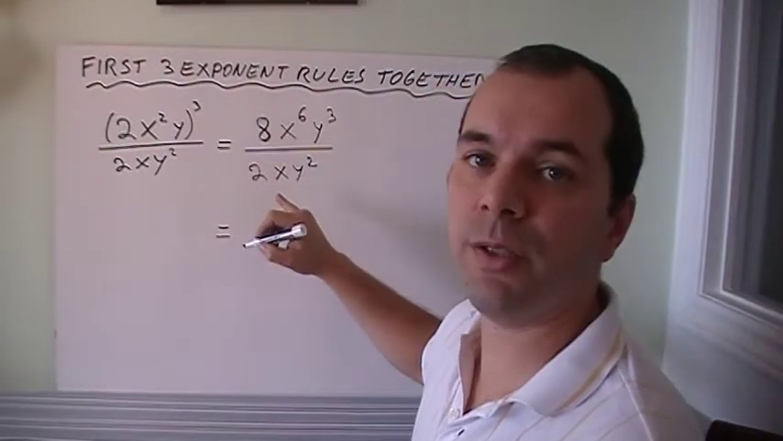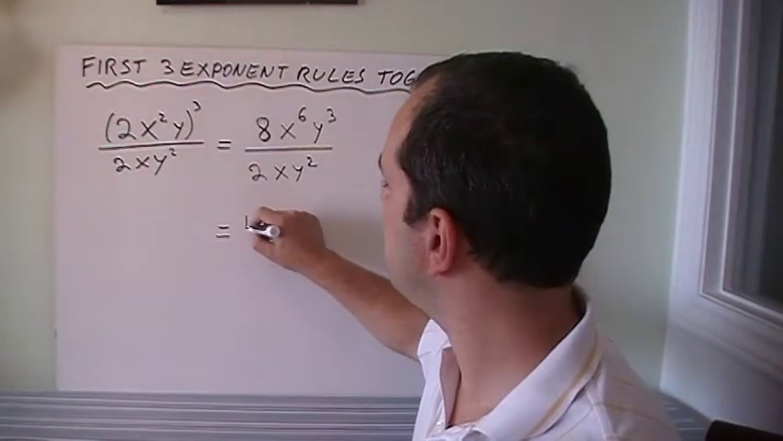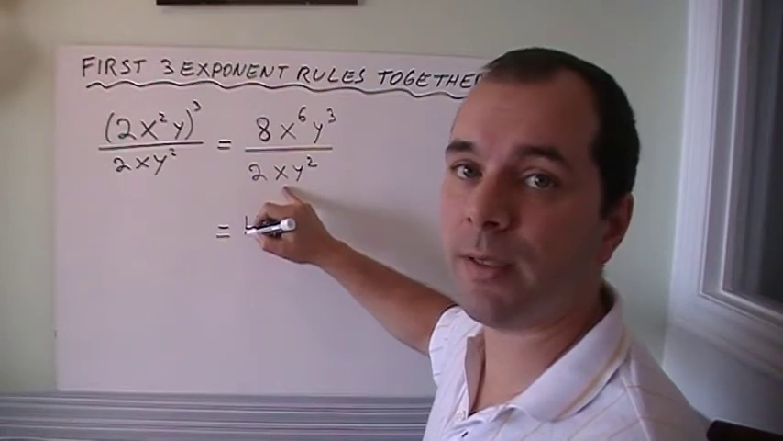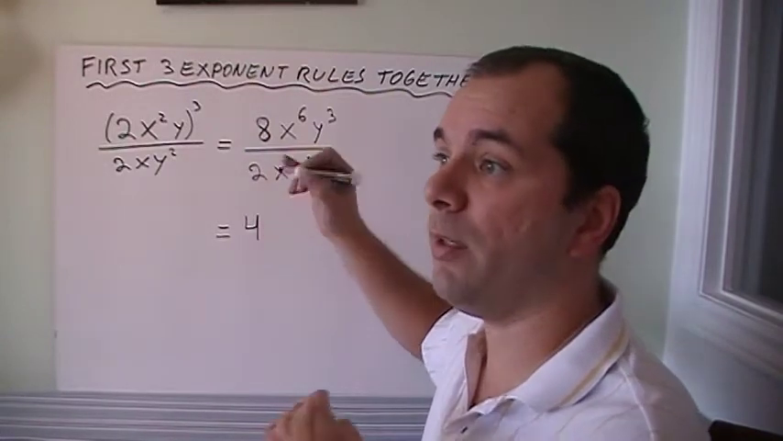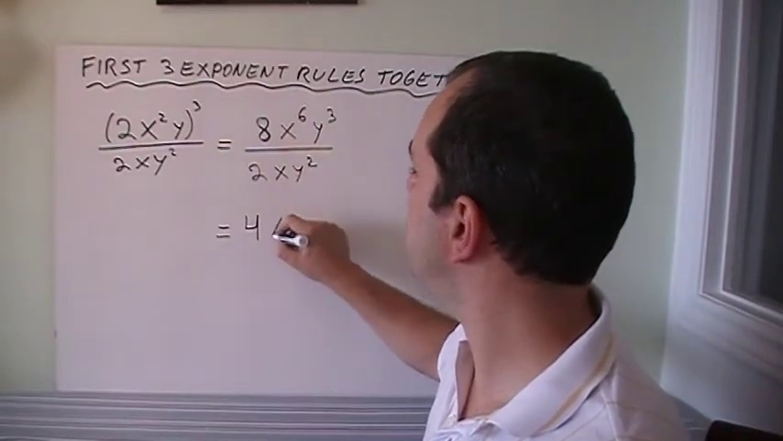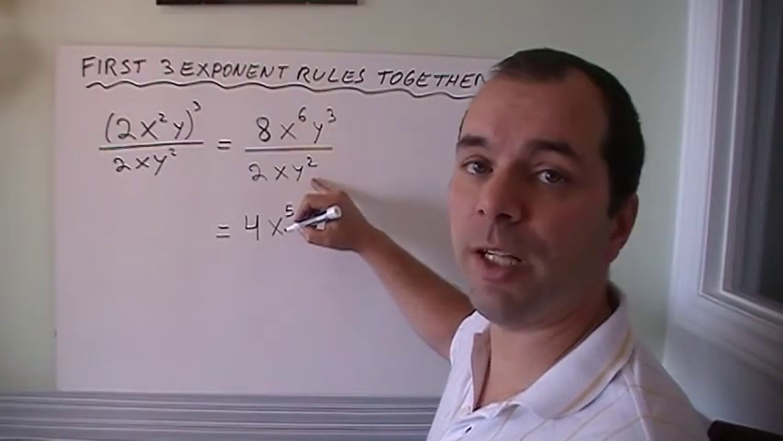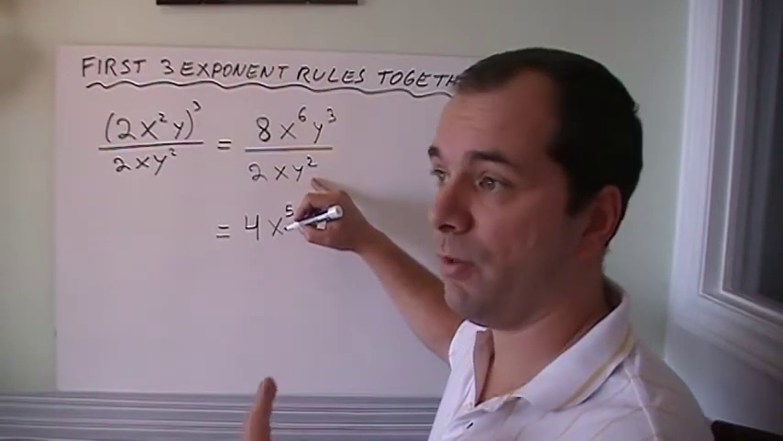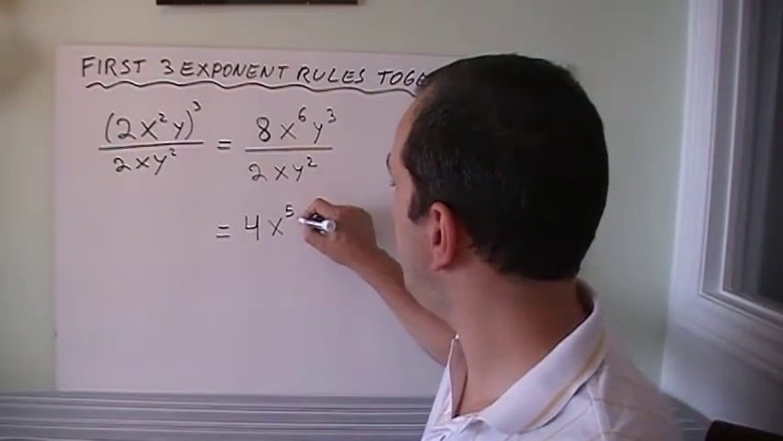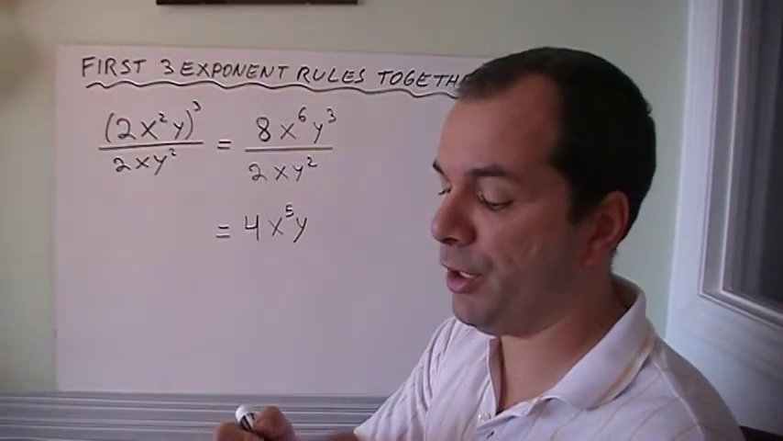8 divided by 2, those are just coefficients, there's no exponent rules. 8 divided by 2 is 4. Now I have x to the power of 6 divided by x to the power of 1. When I divide like bases, I subtract the exponent. 6 minus 1 is 5. Y to the power of 3 divided by y to the power of 2. Dividing like bases, I subtract the exponents. 3 minus 2 is 1, so I'm just going to write y. I'm not going to put a 1 because it's a little redundant.